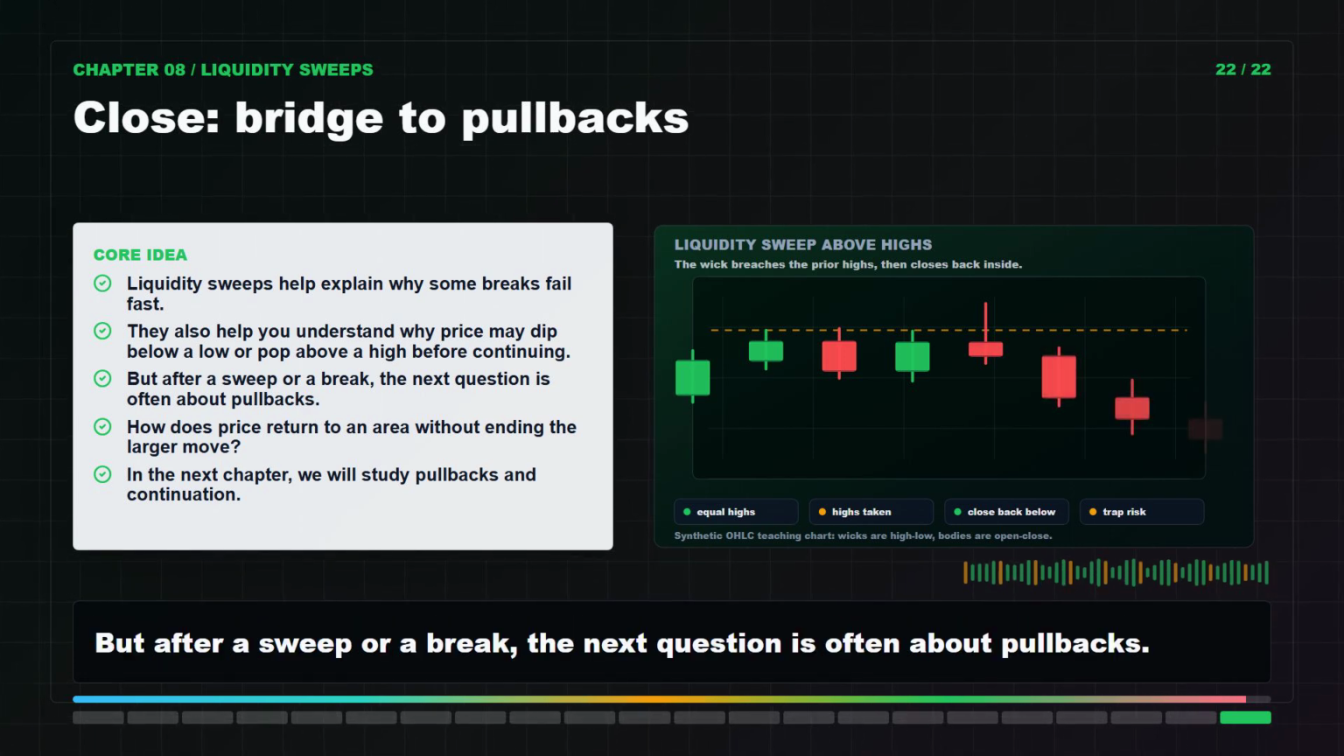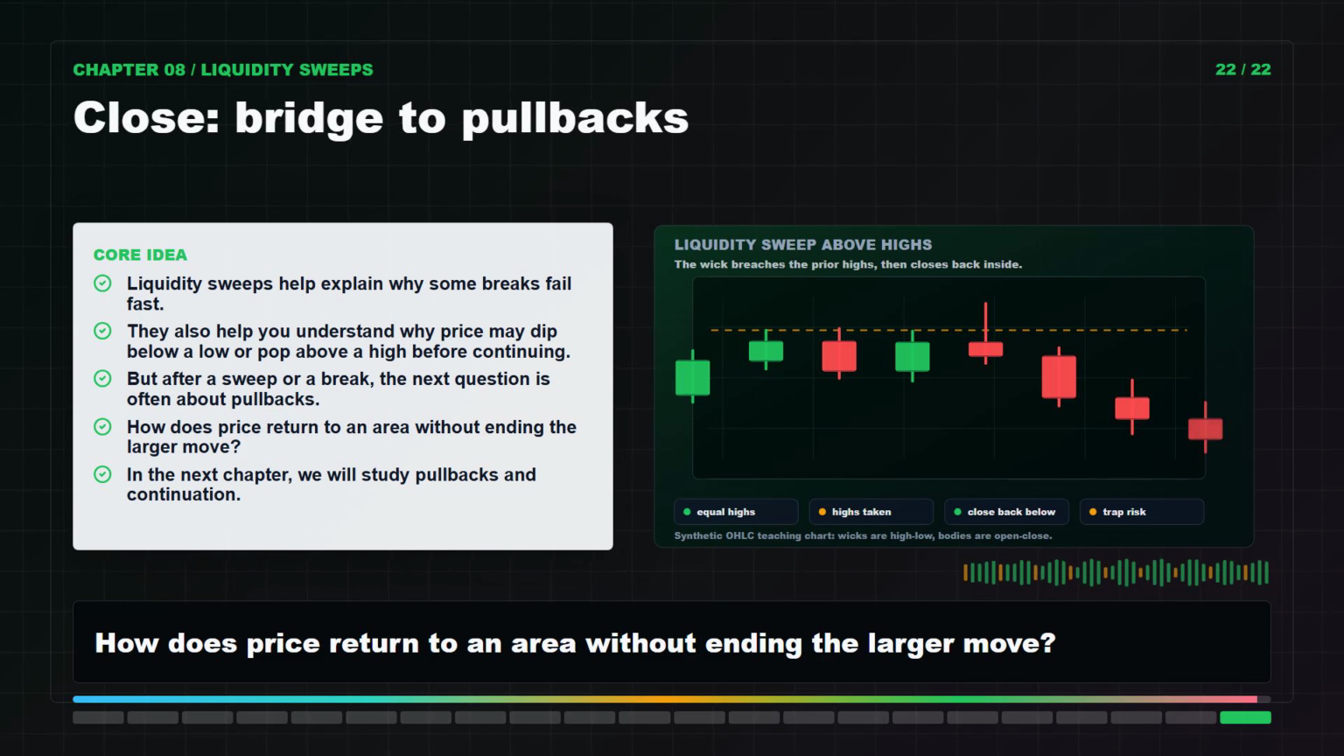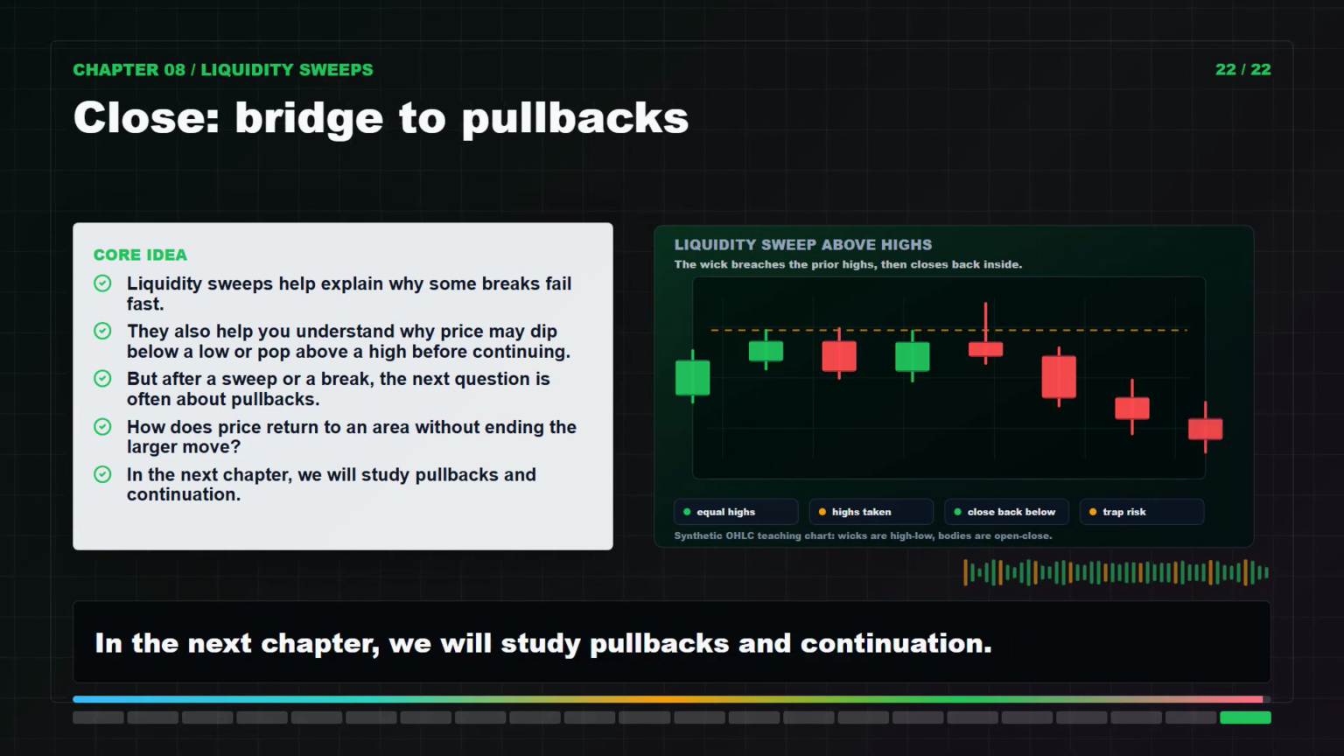But after a sweep or a break, the next question is often about pullbacks. How does price return to an area without ending the larger move? In the next chapter, we will study pullbacks and continuation.